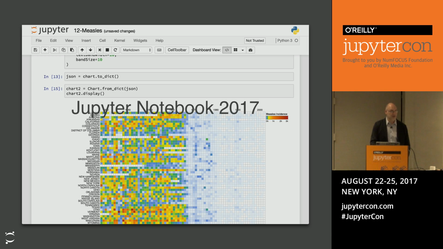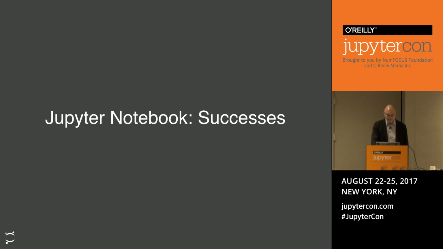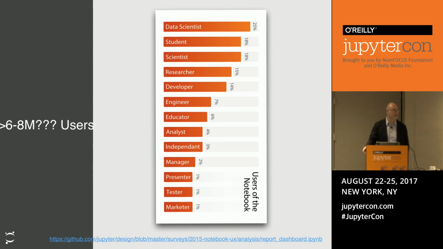So where are we with the Jupyter Notebook today in 2017? First of all, I want to talk a bit about successes, places where the software, the community, users have really just done incredibly well. First of all, our users. We have somewhere between 6 to 8 million users. It could be more. It's really difficult for us to get a solid count on this.